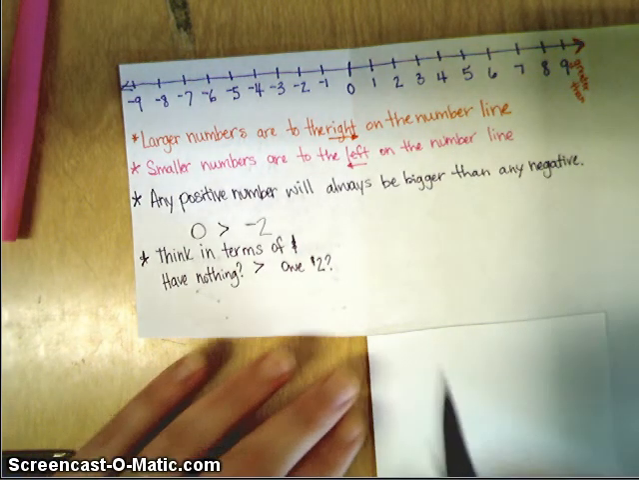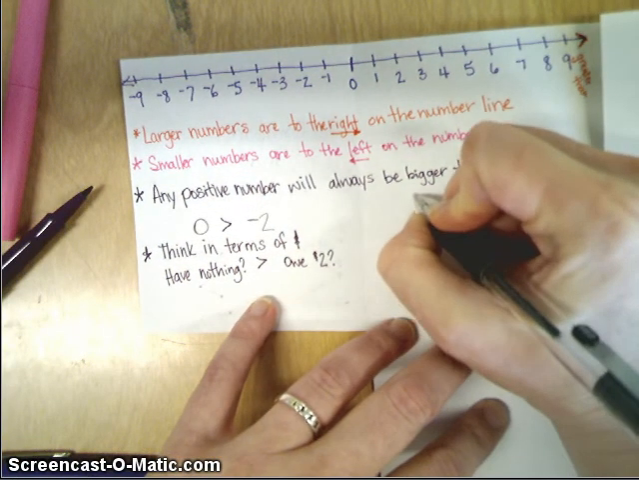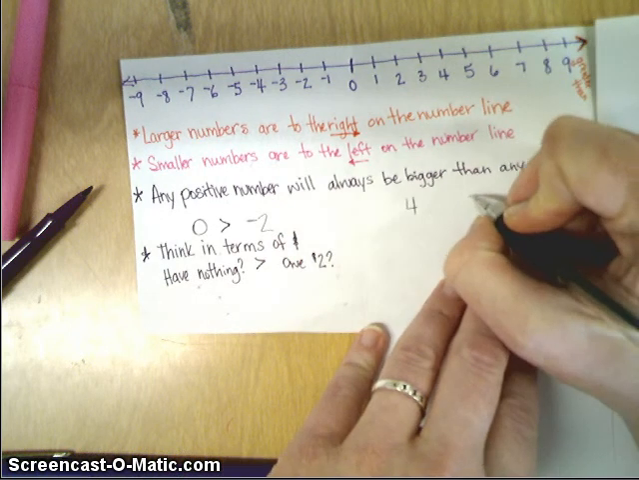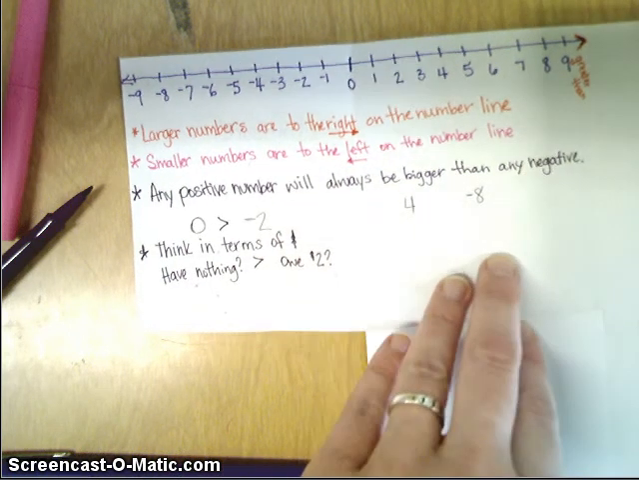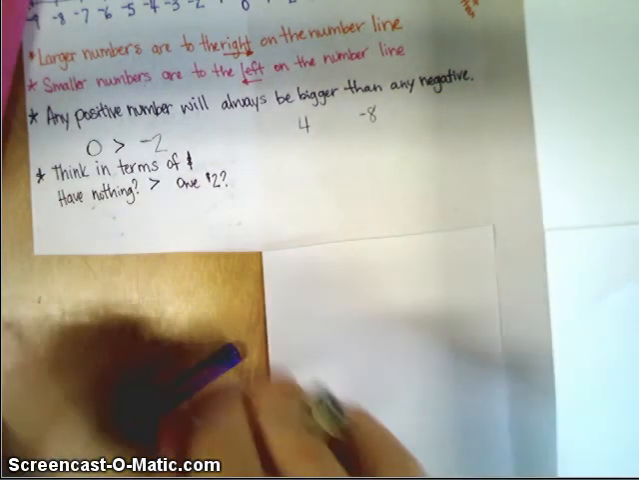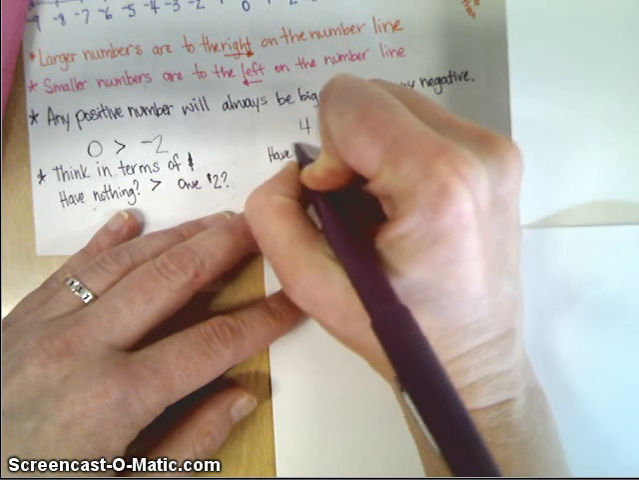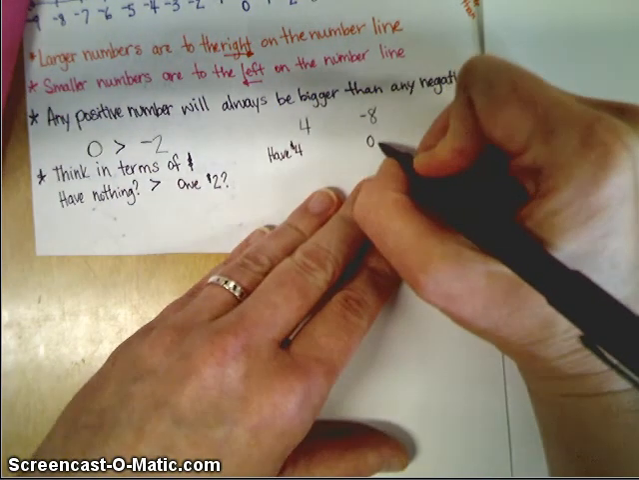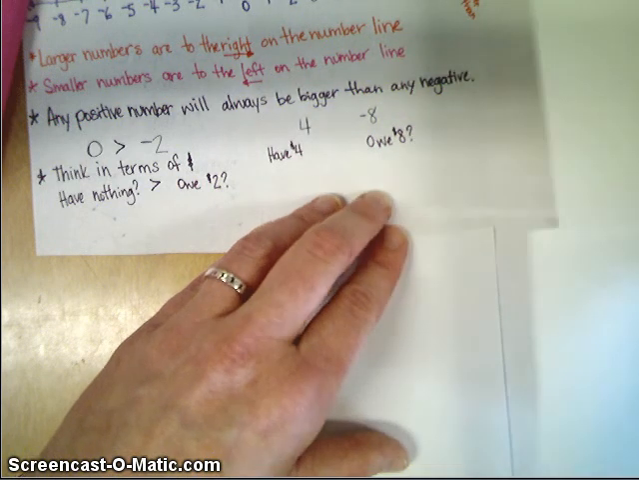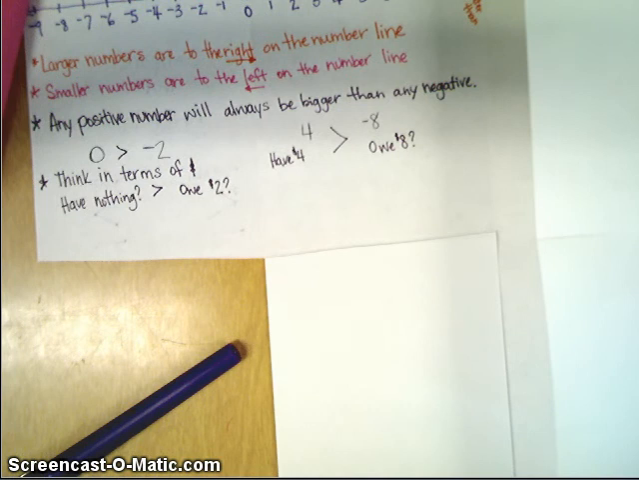Okay? So what if we had 4? What if we had -8? That again, if you think in terms of money, have $4, is that better? Or is it better to owe $8? I think we can all agree it would be better to have $4.